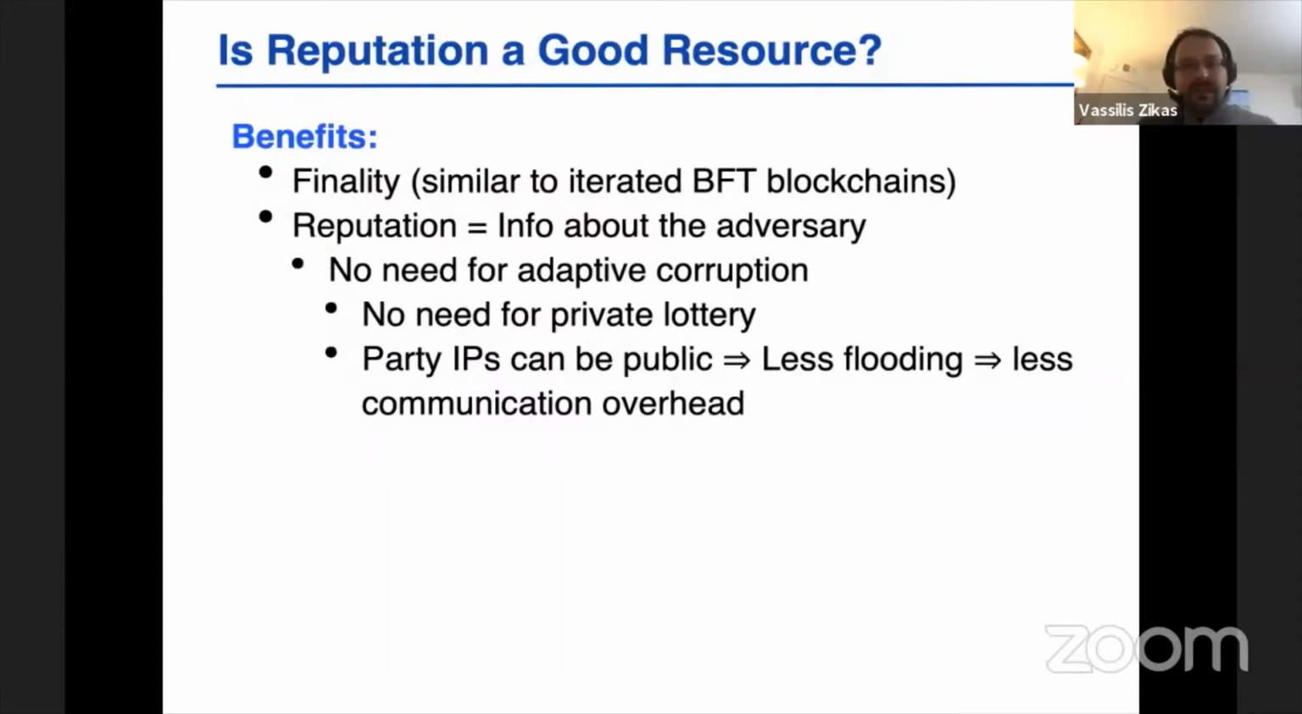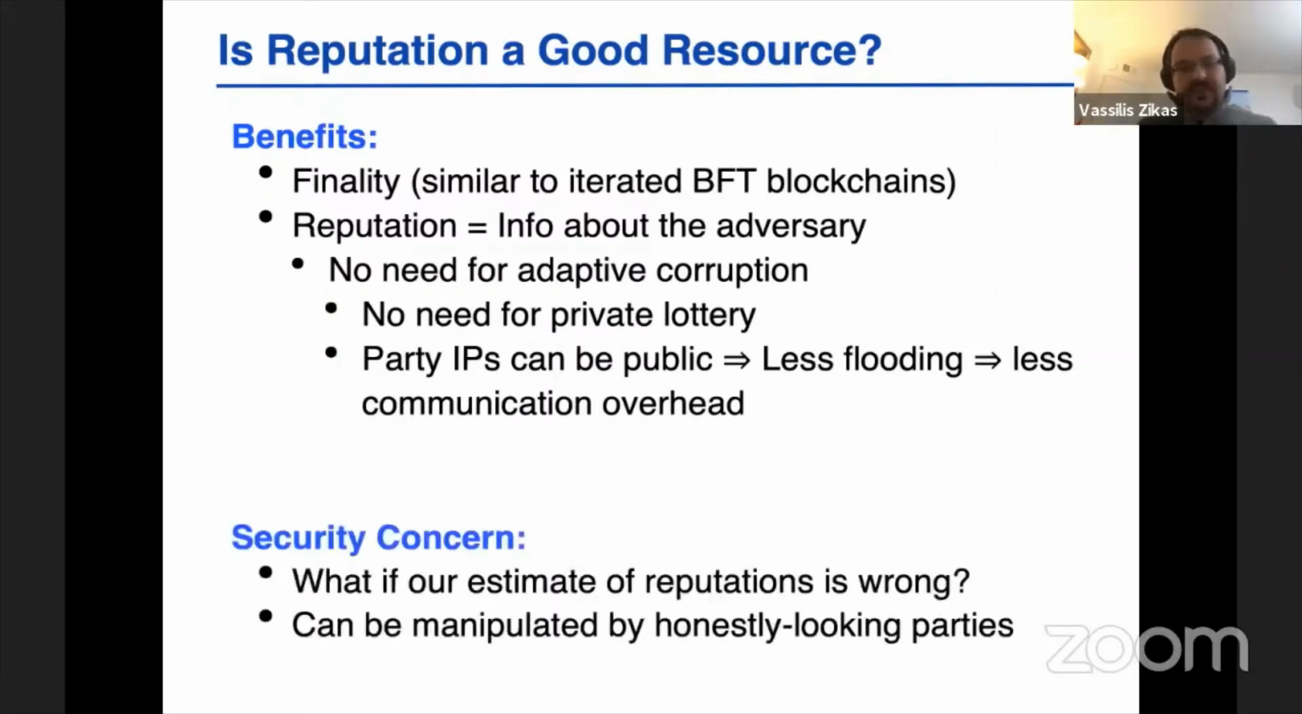What are the benefits from using such a reputation system? We're getting a blockchain with good finality, like the iterated BFT protocols. And the other thing is that a reputation gives us some information on the adversary. It's an assumption about what the adversary would do, if you think about it as a cryptographer. So I know the probability by which a party is going to get corrupted. So there's no need to discuss adaptive corruption, right? The party is going to get corrupted with that probability. Maybe that probability changes. We can discuss dynamic reputations, but not adaptive corruptions per se. And this allows for fewer communicated messages, and this lowers the communication overhead of the protocol.